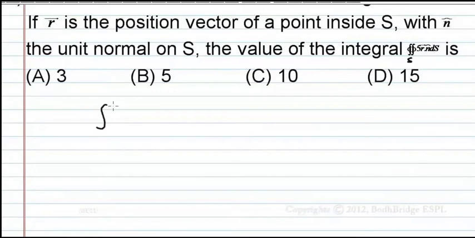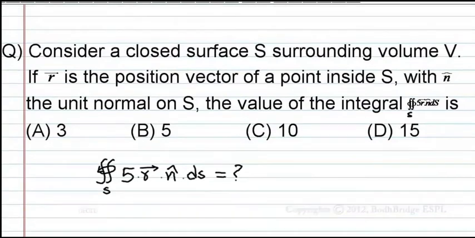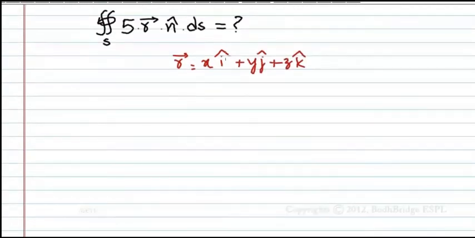We are supposed to find the integral over a closed surface of 5 r bar dot n cap dS. This integral we should find. For this, first of all, what is r bar? R bar is the position vector. What is the position vector? r bar equals x i cap plus y j cap plus z k cap. Okay, this is the position vector.